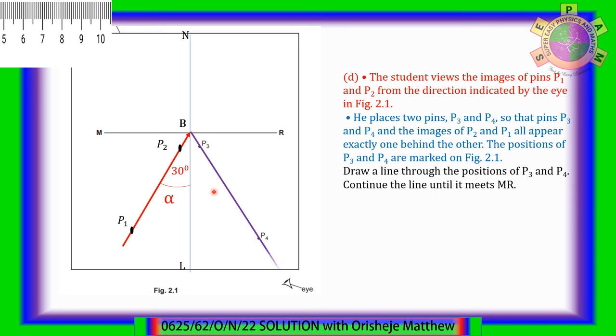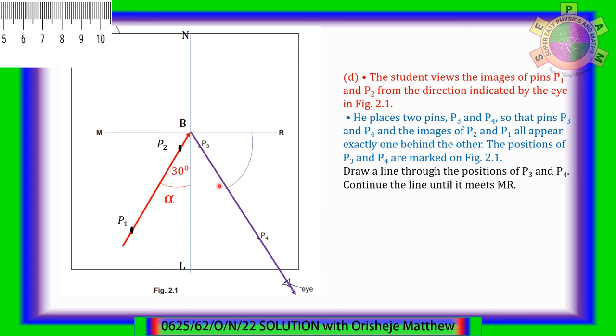So let's connect that. We have connected that. Okay. Now, after connecting this line, let it meet the mirror MR at B. Then the mistake most students made in this exam is measuring this angle as beta. They measure the angle of reflection, but the question did not say you should measure the angle of reflection.